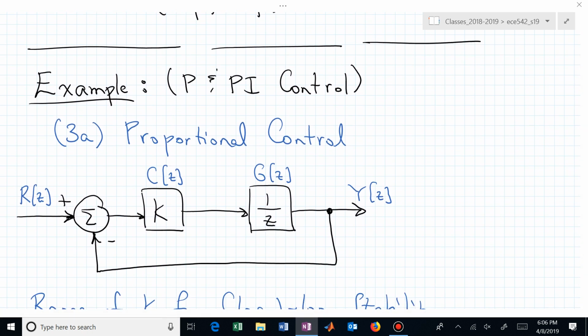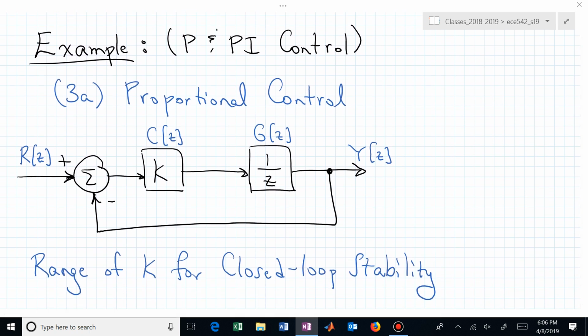Let's look at an example. And we're really going to test our analytical abilities. Look at how involved that plant is. It's not very involved, is it? We have a pole at the origin. Is that plant open loop stable or unstable? If I just handed you G of Z and said, is this system stable or unstable, what would you tell me?